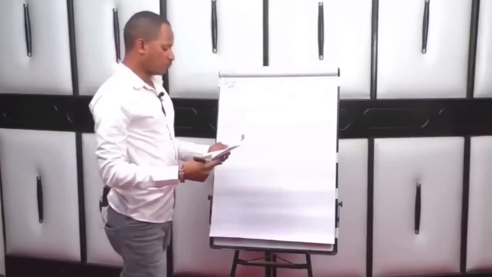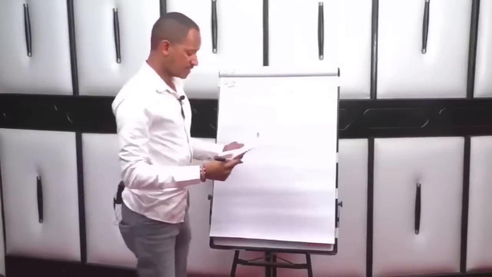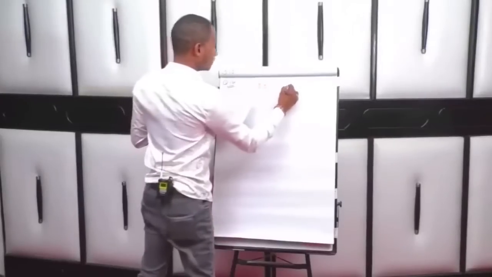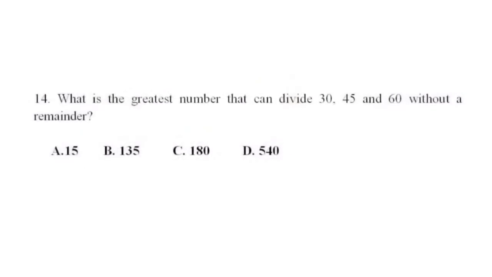Question number 14. What is the greatest number that can divide 30, 45, and 60 without a remainder? Greatest number means GCD, the greatest common divisor, or the highest common factor. So the question simply wants the GCD.